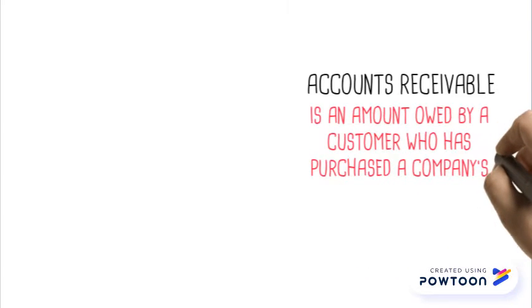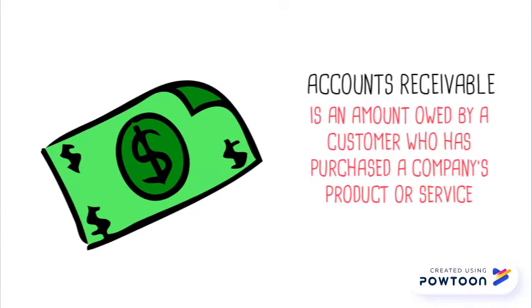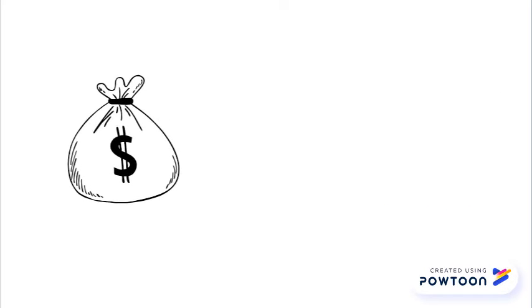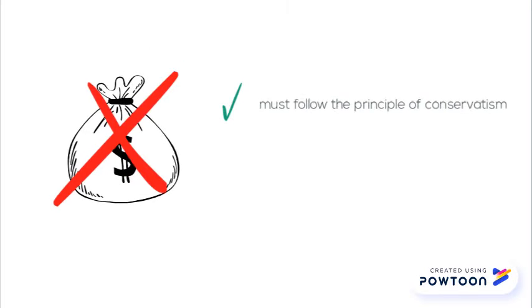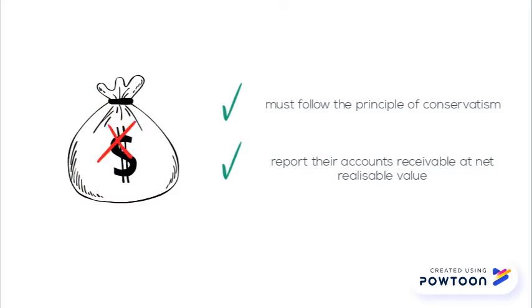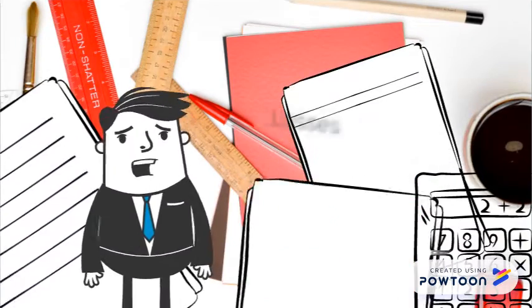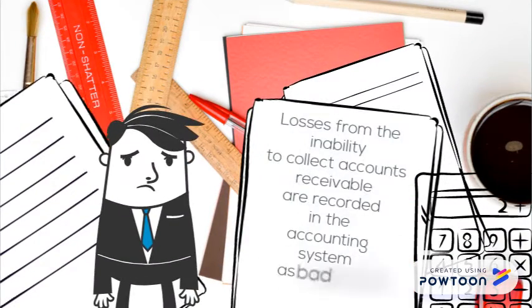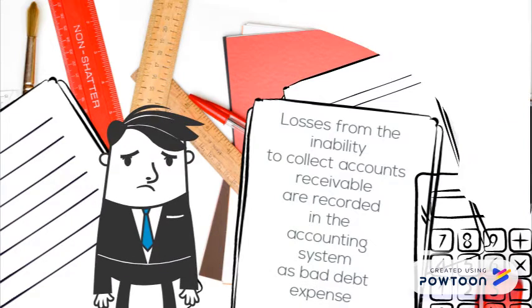Since accounts receivables are expected to be collected within a month or two, they are classified and reported as current assets. Companies usually do not collect all of their receivables because customers do not always pay their bills due to various reasons. Companies must follow the principle of conservatism and report their accounts receivable at net realizable value. Losses from the inability to collect accounts receivables are recorded in the accounting system as bad debt expense.